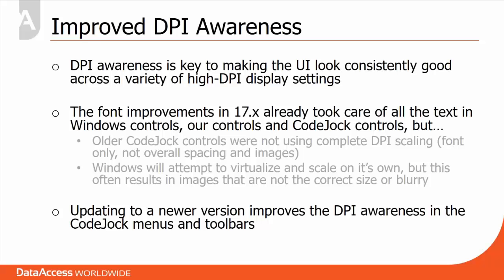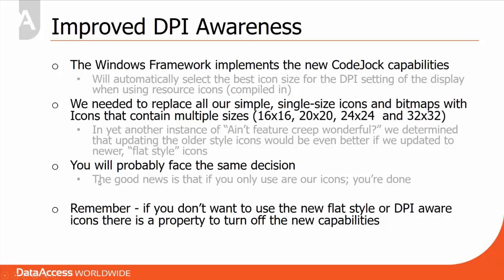Part of that was that Kojak at the time did not fully implement a good way to handle icons at higher DPI settings. The newer version does, and so we said, now that we're on the newer version, we can improve that and make sure that the framework is taking advantage of those new capabilities. The easiest way to look at it is just like with fonts, it'll automatically select the best size icon for the DPI setting of the display when you have your icons compiled in, and it'll just work.